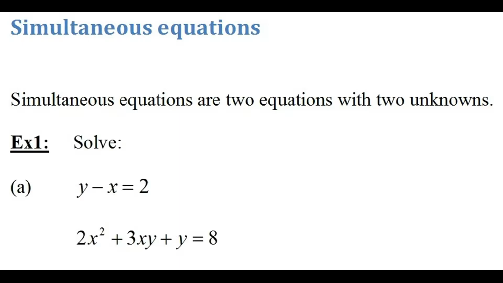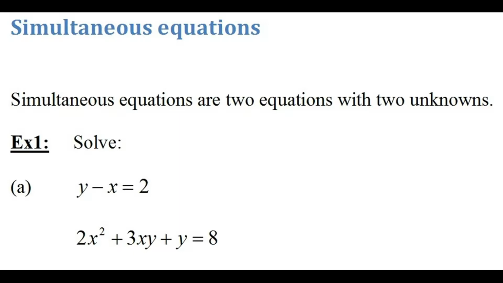So in example 1 we have two equations. For the first equation we have y minus x is equal to 2. Second equation reads 2x squared plus 3xy plus y is equal to 8. So these are simultaneous equations because we have two equations and the two unknowns are x and y. Okay, so let me show you how this is solved.